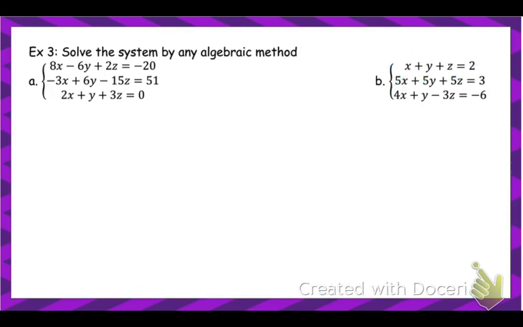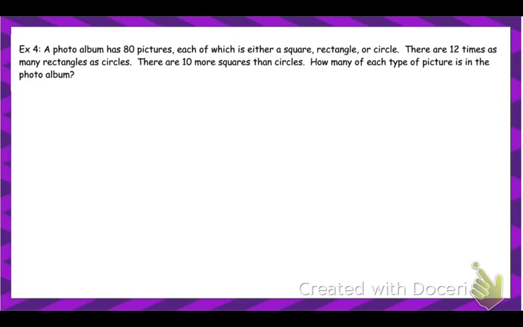All right, so the last thing we're going to look at is a couple of word problems. We're just going to set these up. We're not going to work through the whole thing. So this first one has a photo album with 80 pictures. It's either a square, a rectangle, or a circle. Then it gives some information about how they relate to each other, and then it wants to know how many of each type of picture is in the photo album. So we've got 3 variables here: squares, rectangles, and circles. Since we have 3 variables, we have to have 3 equations in order to set up this system.